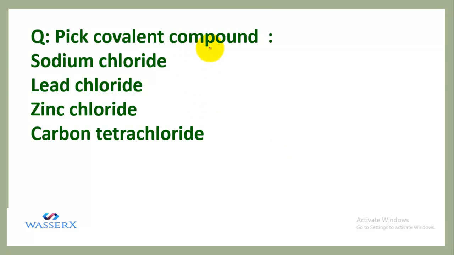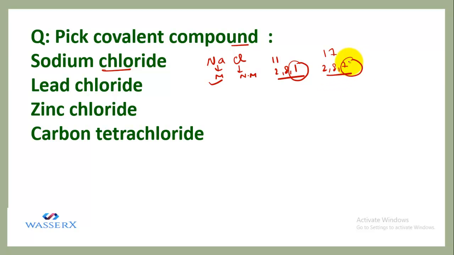Next question we have is, pick the covalent compound. Out of these options, which is a covalent compound? One is sodium chloride, that is NaCl. We know that Na is a metal, Cl is a non-metal. We can make out by writing their configuration. For sodium it is 11, that is 2,8,1. For chlorine the atomic number is 17, that is 2,8,7. So this is a metal because it possesses 1 electron, and this is a non-metal because it has 7 electrons. So they will have an ionic bond between them. So that means this is the incorrect option.